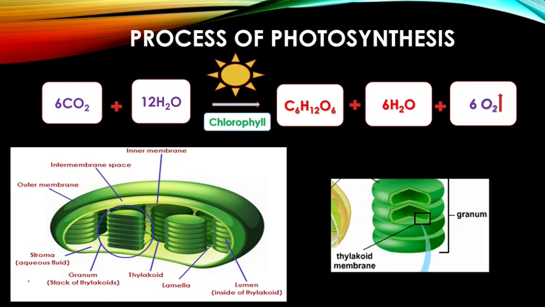Consider the structure of the chloroplast. This is the outer membrane of the chloroplast. This is the inner membrane of the chloroplast. As you can see, in between there is space. This is the intermembrane space. This black color line is the intermembrane space. Inside it, it is filled with an aqueous fluid which is called stroma.